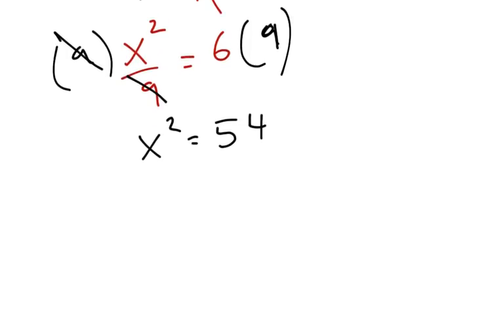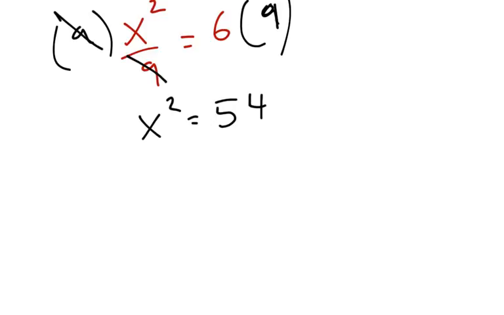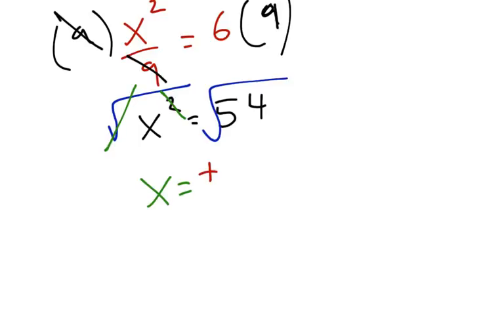As you can see, now the x squared is by itself. At this point, I apply the square roots. Remember, the square root will cancel the square, so I'm going to have the x by itself. And as soon as I do square root on both sides, I'm going to have a plus or minus right away on the other side. So now I'll just bring down the square root of 54.